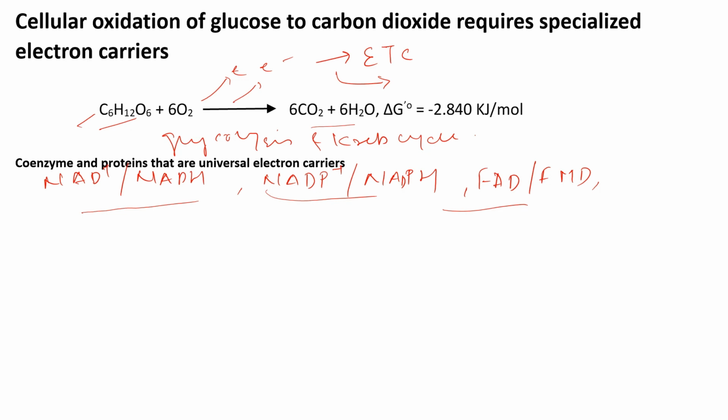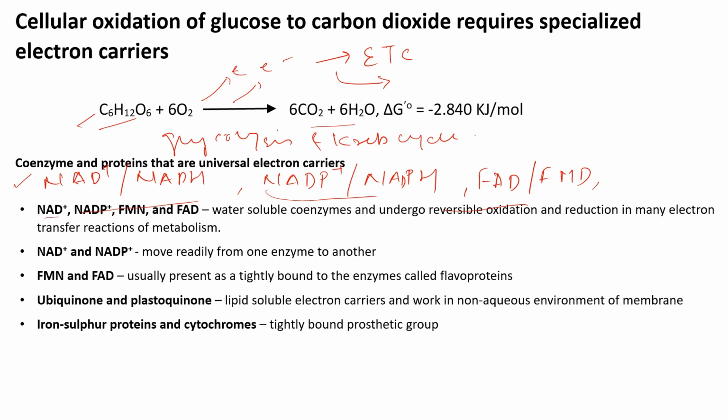So what are the coenzymes and proteins that are universal electron carriers? NAD plus, NADP plus, FMN, FAD. These are all water-soluble coenzymes and they undergo reversible oxidation and reduction reactions, in which NAD plus and NADP plus can move freely from one enzyme to another. They are not bound to any particular enzyme. Whereas FMN and FAD are generally tightly bound to the enzymes called flavoproteins.